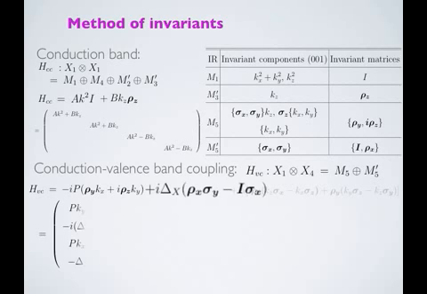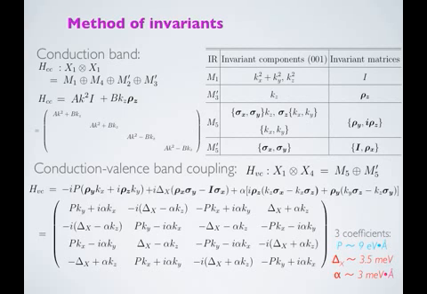So here's the matrix form, and for all the three parameters, P is taken from experiment results of the transverse effective mass of conduction band electrons. The two spin-related parameters in red color are calculated by the empirical pseudo-potential method.